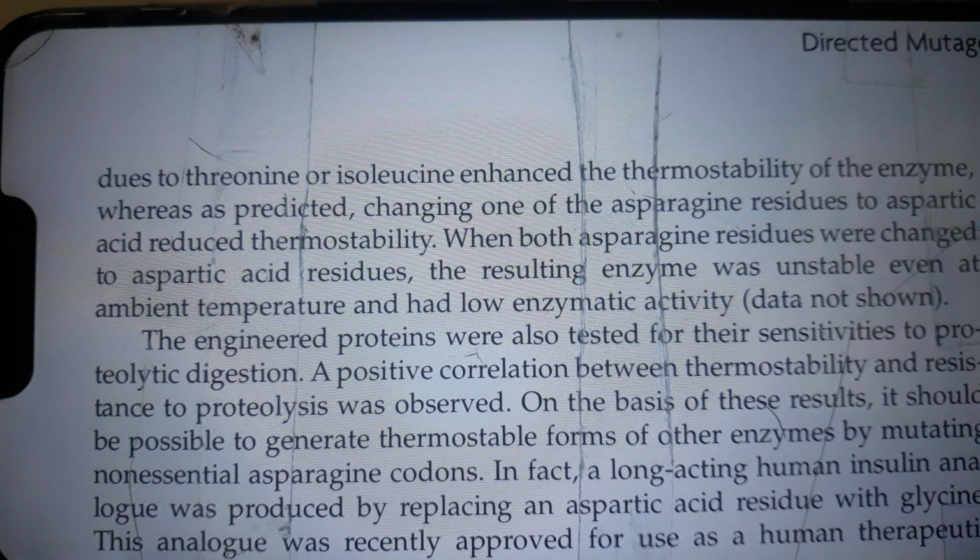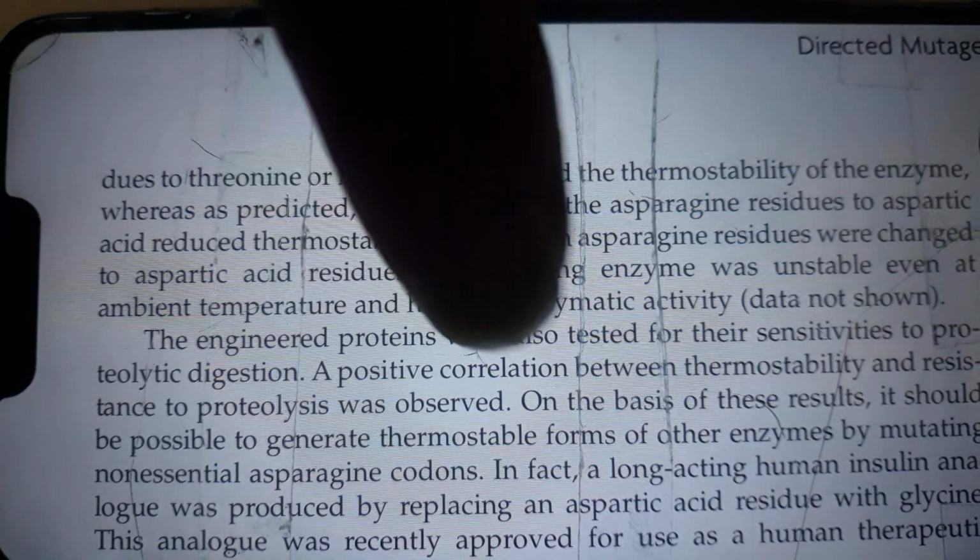Changing one of the asparagine residues to aspartic acid reduced thermostability. When both asparagine residues were changed to aspartic acid residues, the resulting enzyme was inactivated even at ambient temperature and had low enzymatic activity.